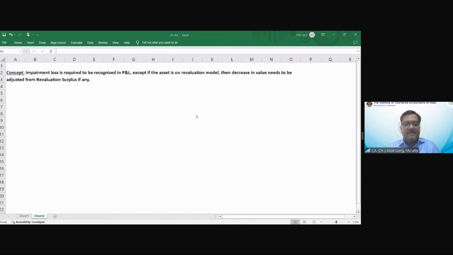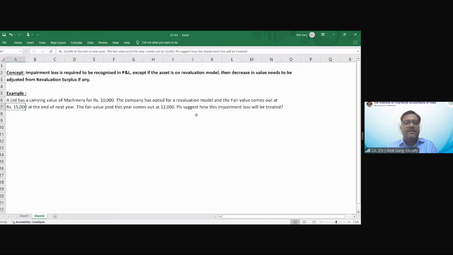For example, let's discuss with the help of this example. A Limited has a carrying value of machinery of rupees 10,000. The company has opted for the revaluation model and the fair value comes out at rupees 15,000 at the end of the next year. The fair value after that year comes out to 12,000. Please suggest how this impairment loss will be treated.